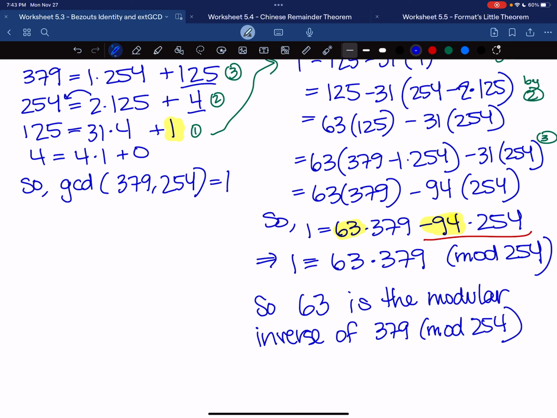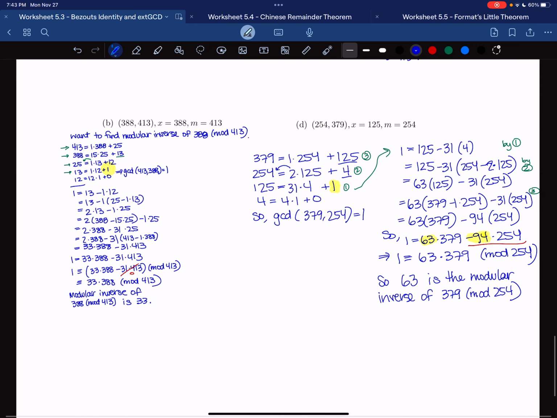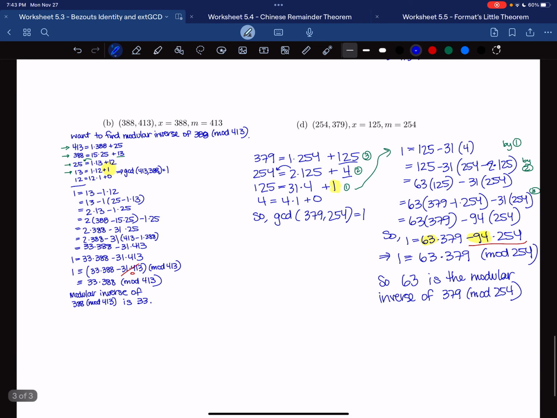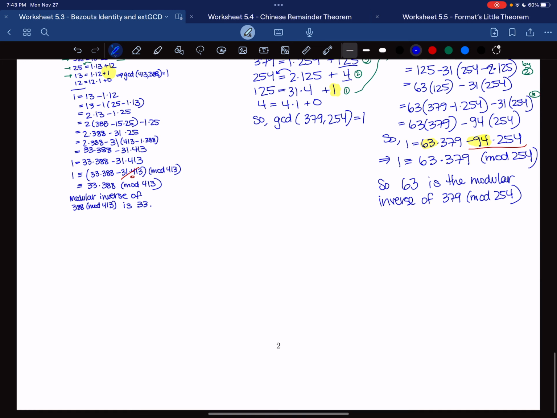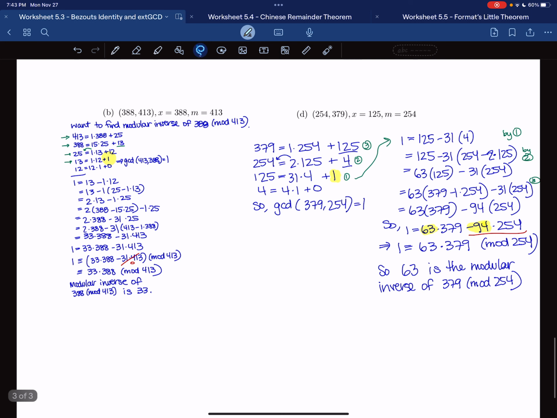Okay, and if I had asked the modular inverse of 254 mod 379, it'd be minus 94. So you can kind of see where this is going. It's an interesting space to play in, and that's the last problem under this series.